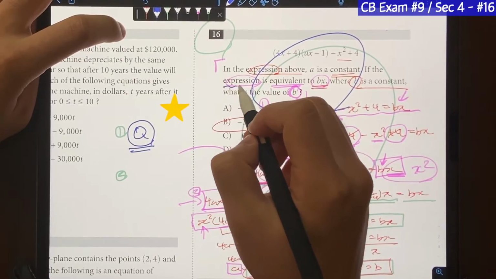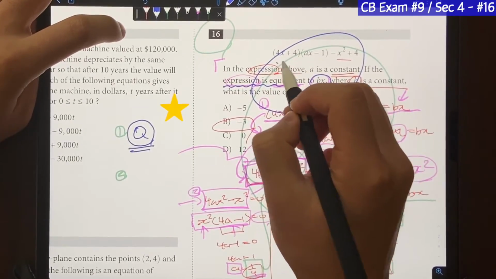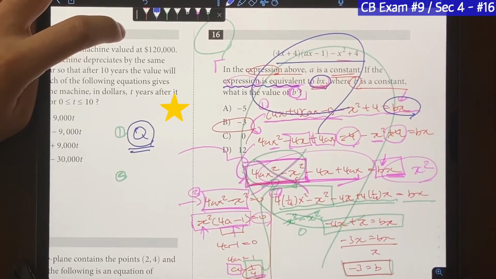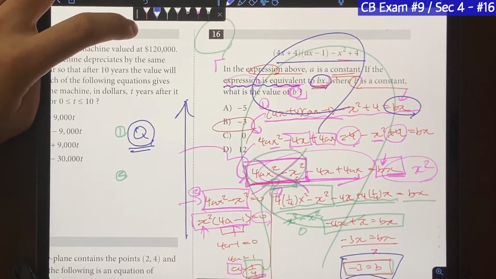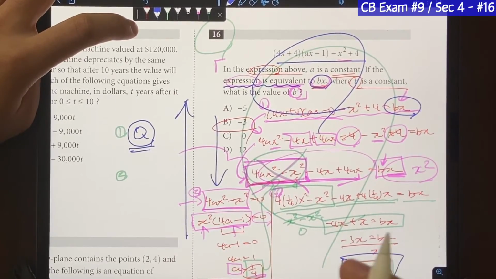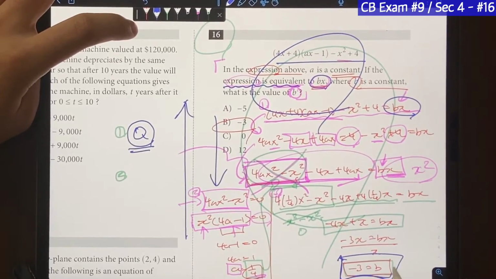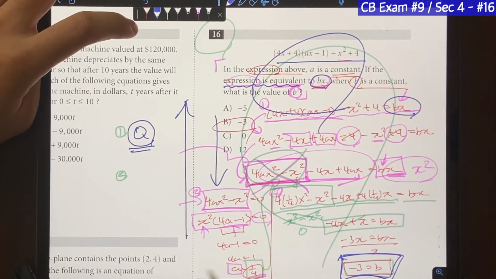If the question says the expression is equivalent to bx, they just set this equal to bx and try to find a way from there. Even when I was solving this question for the first time, I had no idea what I was doing. I just went with what felt right. And that eventually got me to the answer. And looking back, everything is making sense.